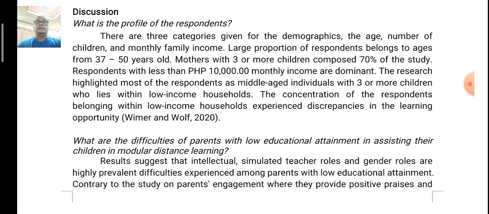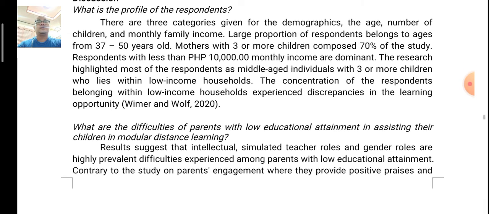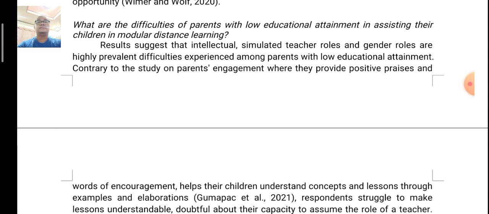And if you don't include that, you no longer number the question. Go straight to the question that is italicized. For example, what are the difficulties of parents with low educational attainment in assisting their children in modular distance learning? Okay. The difference between discussion and interpretation is that you no longer write figures like the mean or significant difference. You won't write the numbers in the discussion anymore.